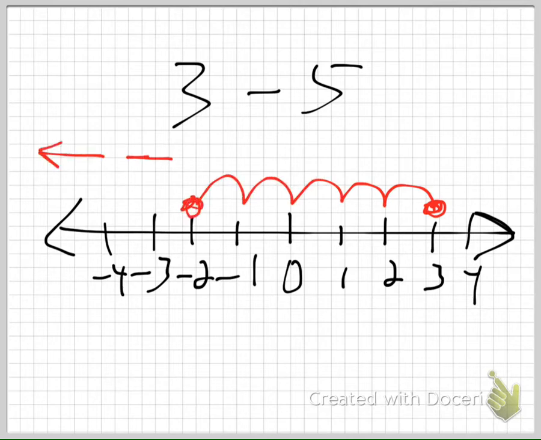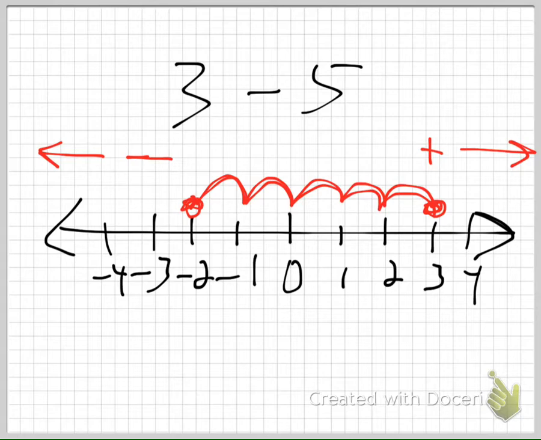Subtraction always goes to the left. Addition goes to the right. Make sense? So you just got to get your brain wrapped around the whole 0 thing. That 3 minus 5, 1, 2, 3, 4, 5, is negative 2.